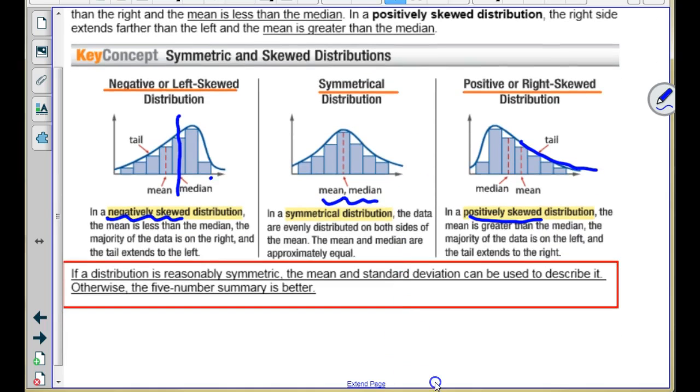The thing we need to know is they want us to make a decision today. If it's symmetric, all we need to report is the mean and standard deviation. But if it's skewed a little bit one way or the other, then giving the whole 5-number summary is a better picture of the data, okay? Because it's about interpreting the data.